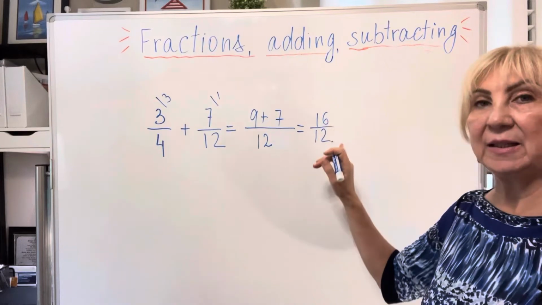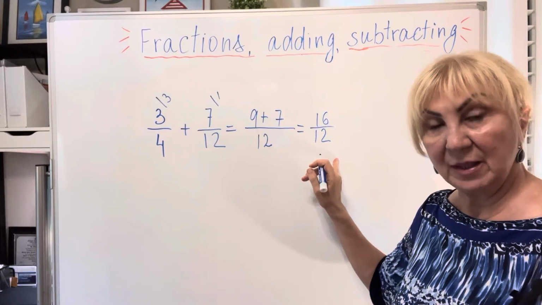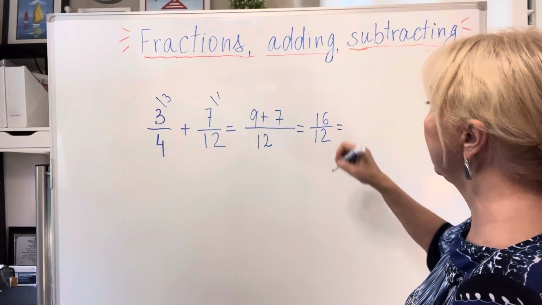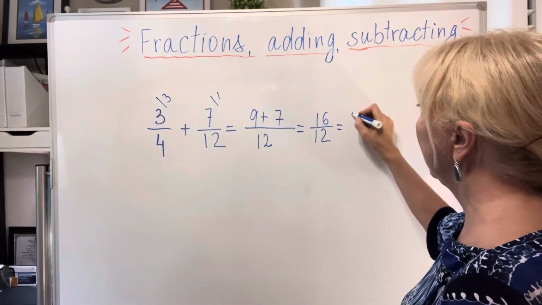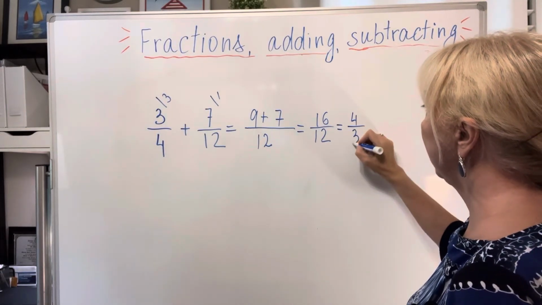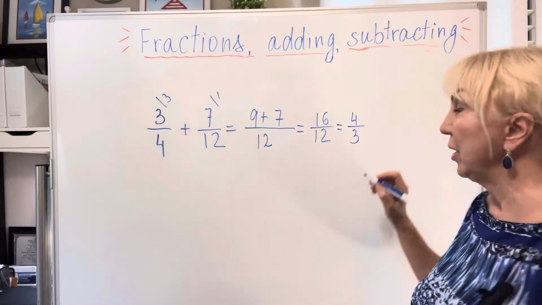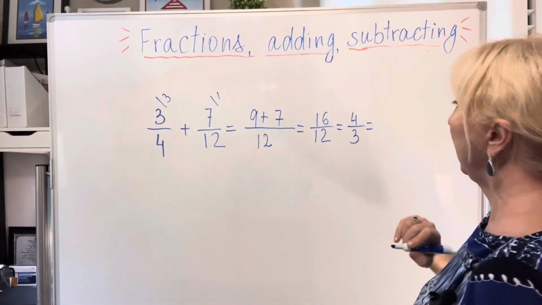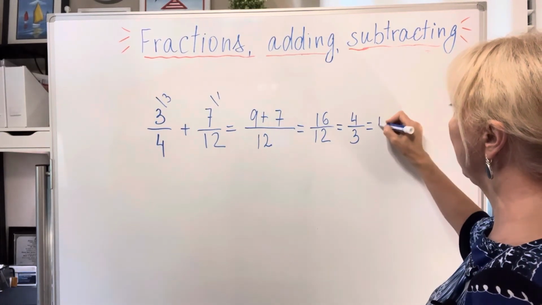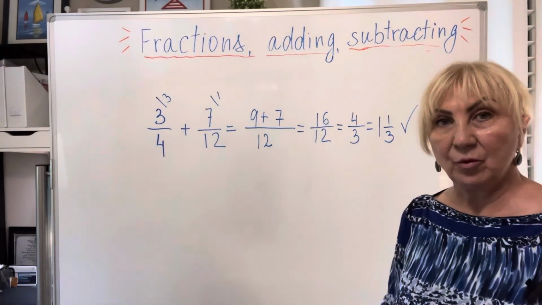So 16 and 12, both numbers are divisible by 4. That is a common factor. All right, 16 divided by 4 is 4, and 12 divided by 4 is 3. Now we have the simplest form, but it is an improper fraction. To convert to a mixed number, 4 divided by 3 goes one time, remainder 1, and that would be your answer for this example.